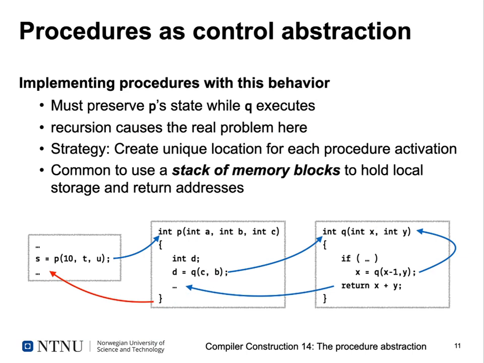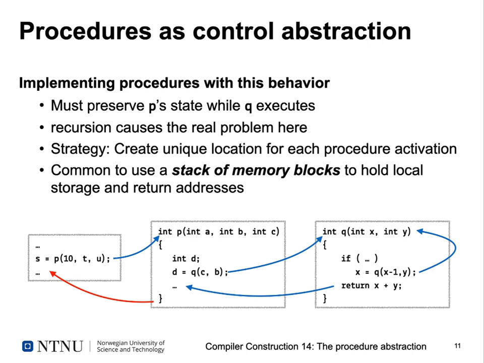So in a general way, we can say that we have to preserve the state of function p, including its parameters and local variables and the location it was executing, while q executes. And q can execute multiple times because it calls itself recursively. So the real problem here is caused by this recursion, and the strategy to ensure that we have local copies of all our parameters and local data is to actually create a unique location for each procedure activation.